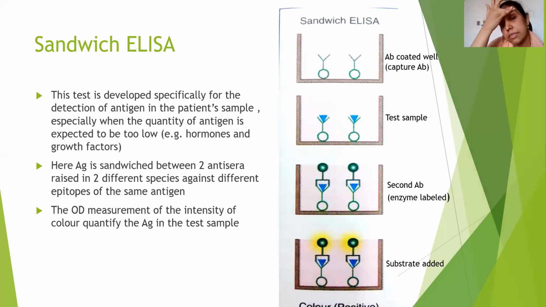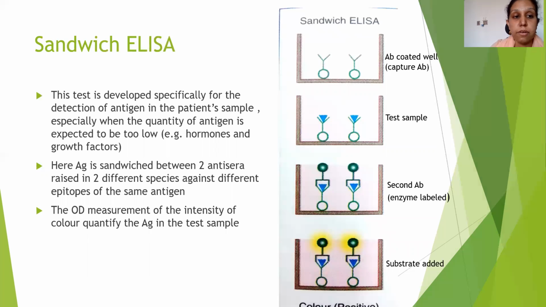Now, the third test is the sandwich. What happens in the sandwich? The wells are coated with the antibody. We put the sample, and the antigen gets sandwiched with the second antibody, which we add afterward. That second antibody is enzyme labeled, and the color is produced, which is positive. Again, the optical density is going to measure the color and the amount of antigen.